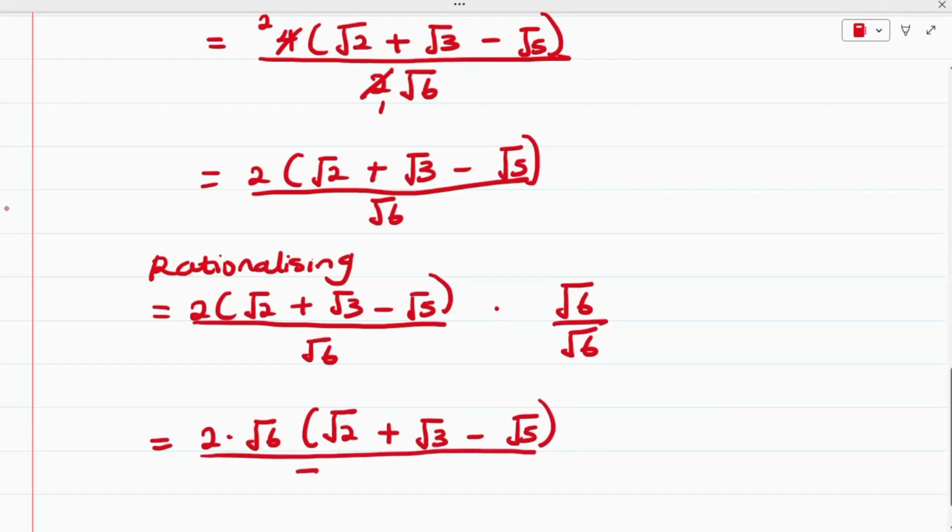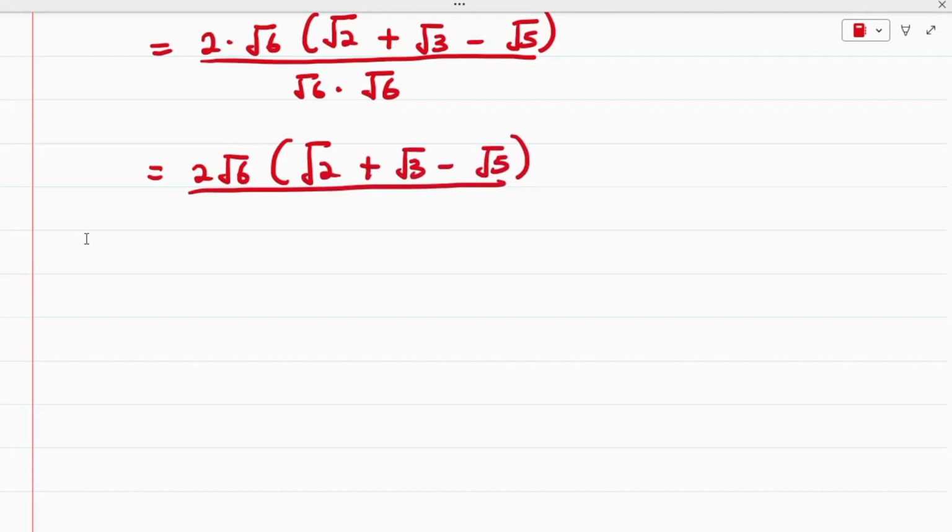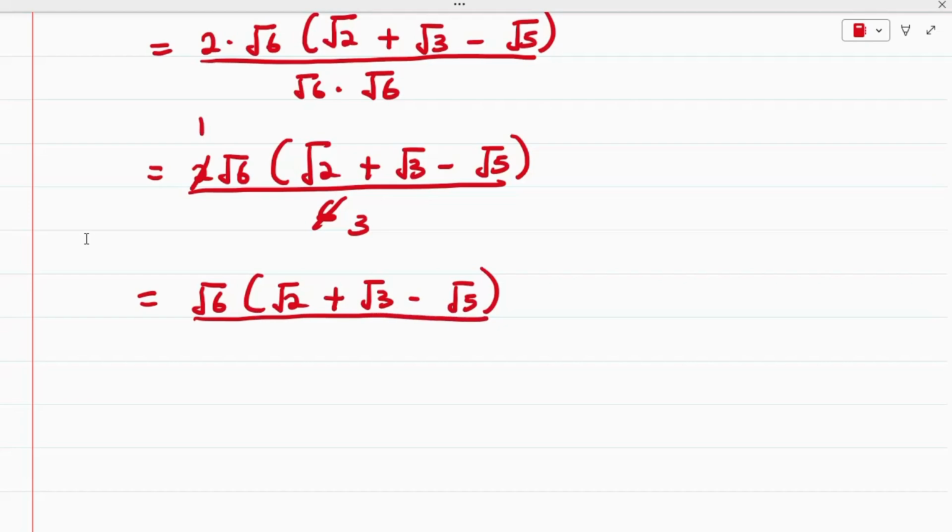Now for the denominator we have the root of 6 multiply the root of 6. So from here we have this to be equal to 2 into the root of 6 multiply the root of 2 plus the root of 3 minus the root of 5 divide. Now the denominator we have this to be what? 6. Okay, so 2 here 1, 2 into 6 is 3, so this is equal to the root of 6 multiply the root of 2 plus the root of 3 minus the root of 5 divide 3.